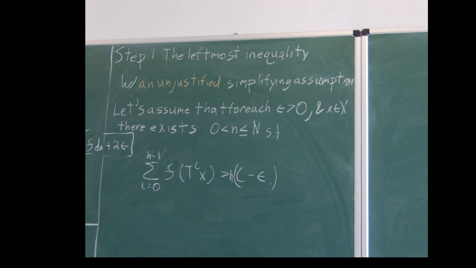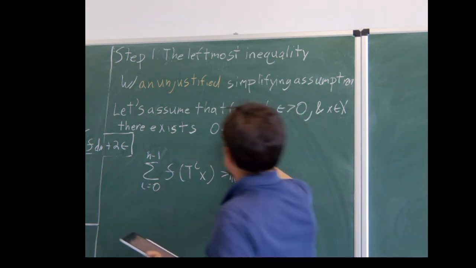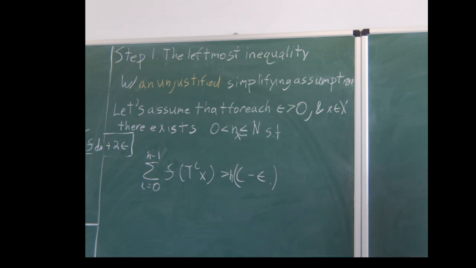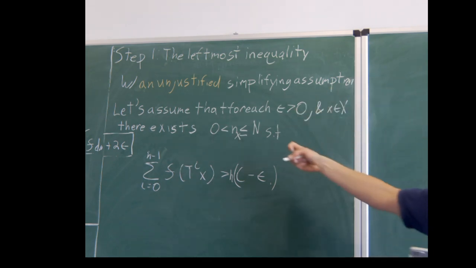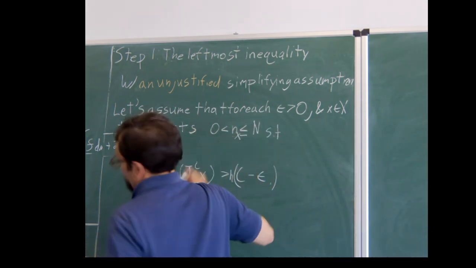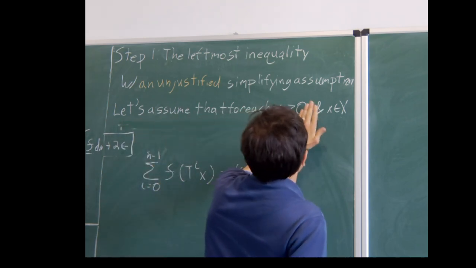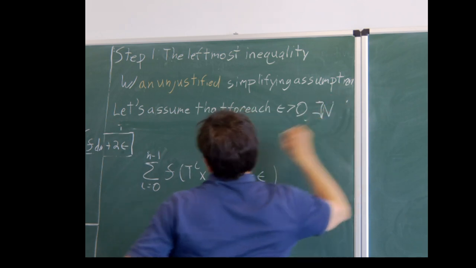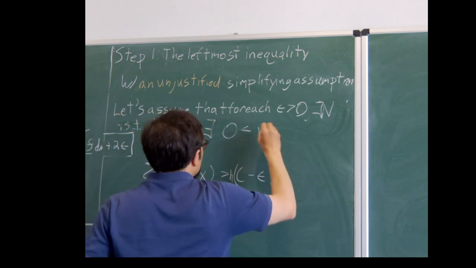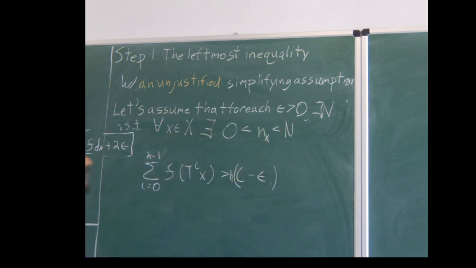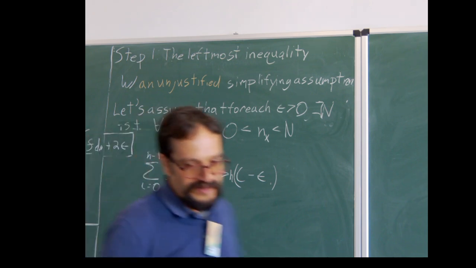Everybody okay with this? It seems to me you're saying for all epsilon, for all x, there exists an n. Let's call it n sub x. I fixed epsilon, I fixed x, then there exists this n less than this big N. For every epsilon bigger than 0, there exists a big N, so that for all x in X, there exists a 0 less than n less than N. Capital N depends on epsilon, lowercase n depends on x. Everyone happy about that? All right, so now let's get to the proof.